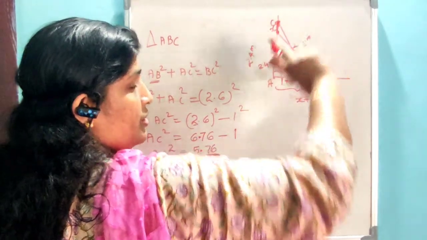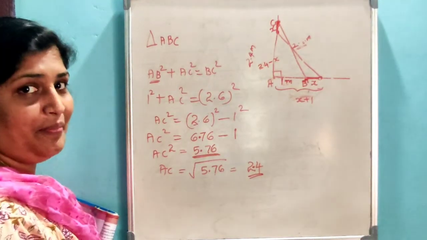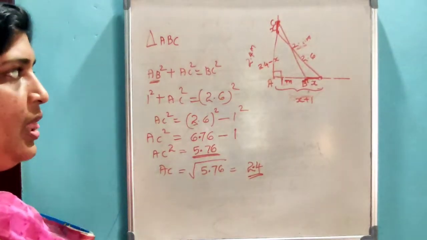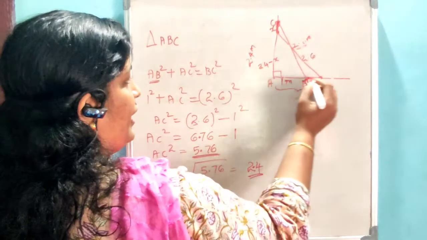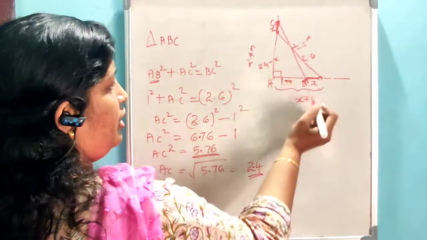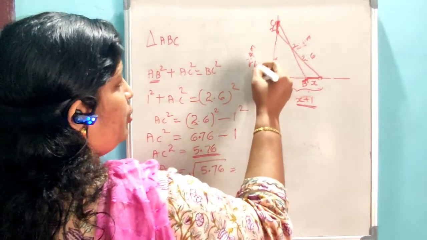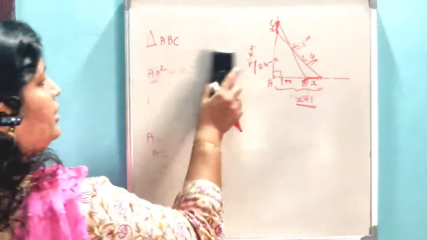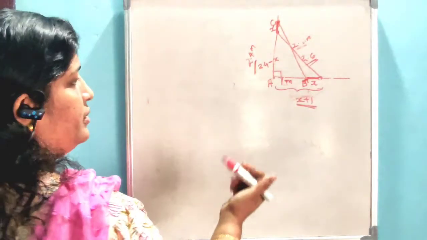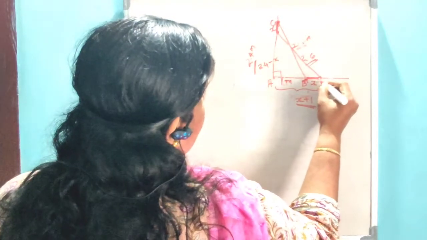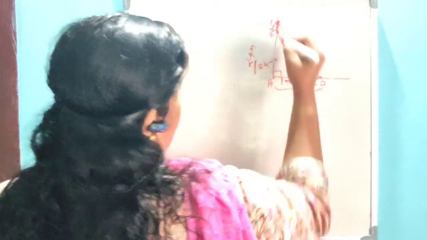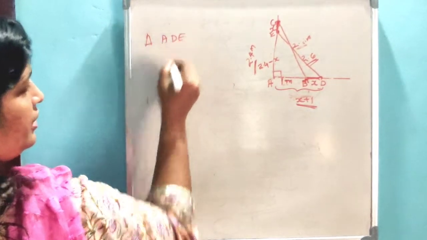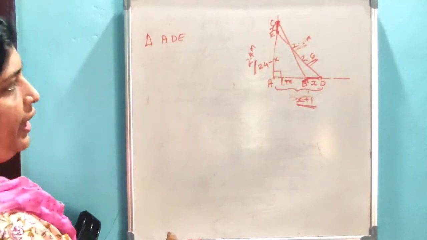Then what about the rod? The length of the rod is the same, that is 2.6 itself. So here also we have a right triangle with the sides x plus 1, 2.4 minus x and 2.6. If you want, you can give some names for that. See, this is D and this one is E. So consider triangle ADE, which is also a right triangle.